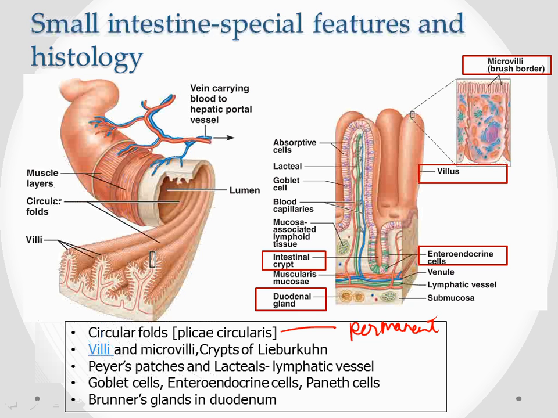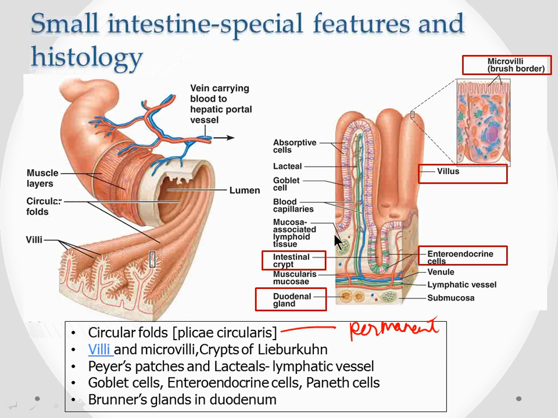So these plicae circularis are what you can see with the naked eye. And then microscopically, it has all those 4 layers. But because the small intestine is a place where a lot of digestion and absorption is occurring, you need to increase the surface area as much as you can. So the first way it increases the surface area is through these plicae circularis, making it folded.